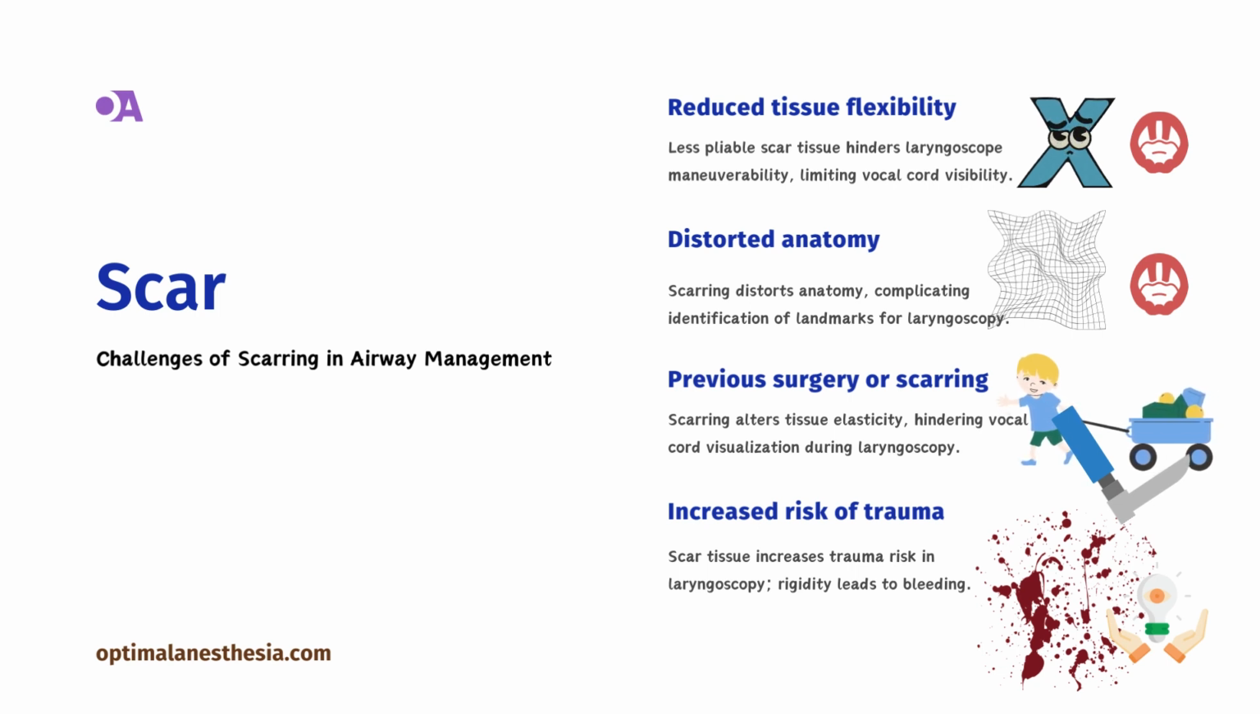Excessive force can lead to complications such as bleeding, swelling, and further scarring, making visualizing the vocal cords even more challenging. Scar tissue can also impair tissue mobility, restricting the ability to achieve optimal laryngoscope positioning. This can result in a suboptimal view of the vocal cords and increase the risk of airway complications during intubation.